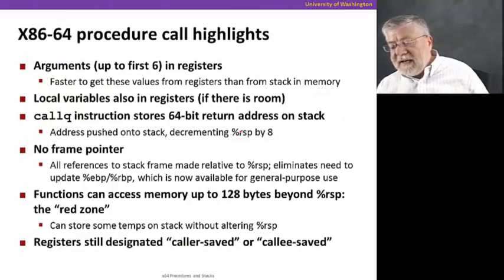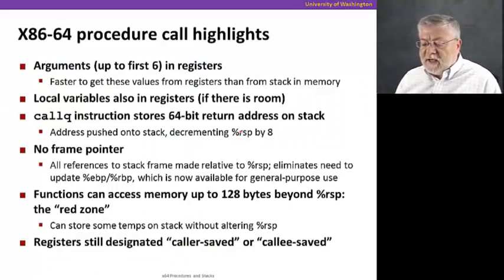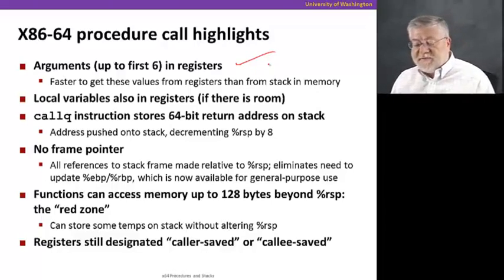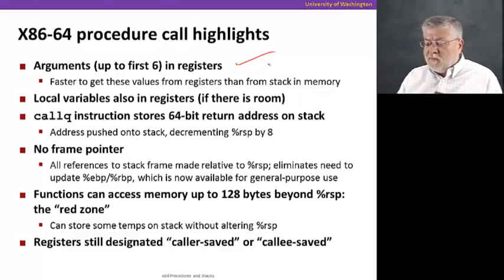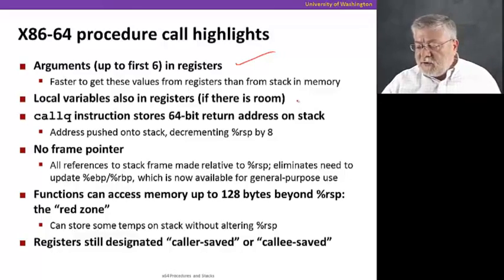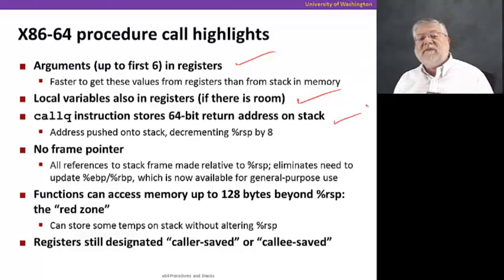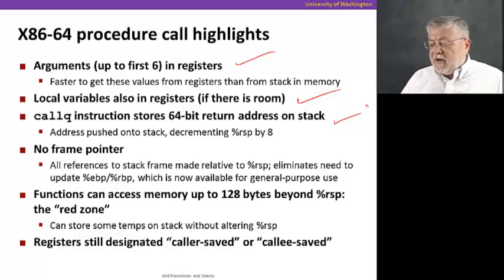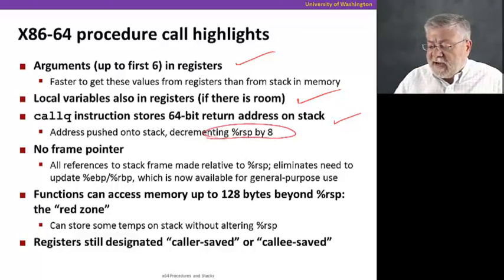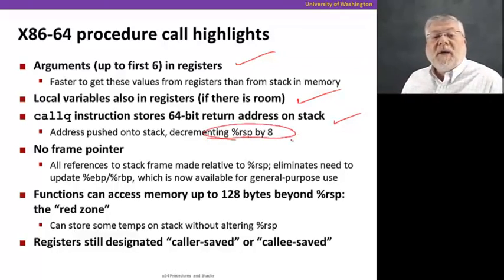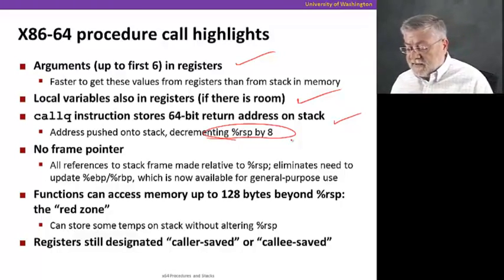Okay. So the highlights for the 64-bit case are that arguments up to the first 6 are stored in registers. It's faster to get to those values there than if they were in memory in the stack. Local variables can also be placed in registers if there's room, and we don't have too many of them. Otherwise, we will have to go back to the stack. We have a callq instruction now instead of a call instruction, which puts a 64-bit return address on the stack. Of course, it will have to decrement the stack pointer by 8 rather than 4 because we're putting 8 bytes on the stack.